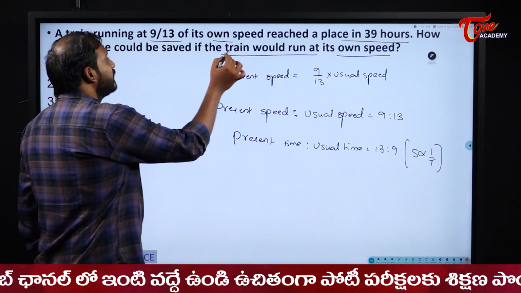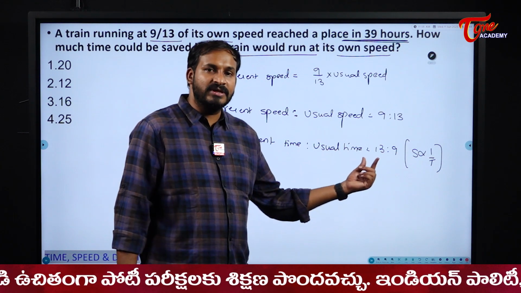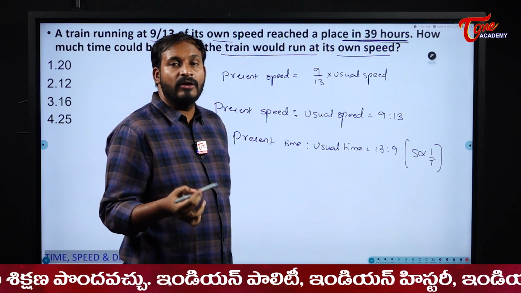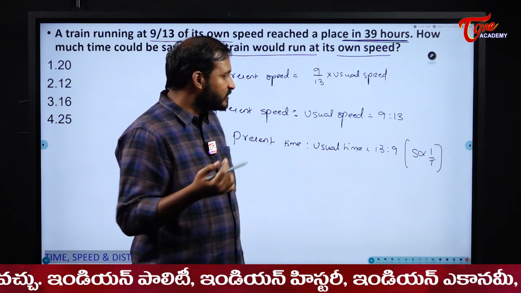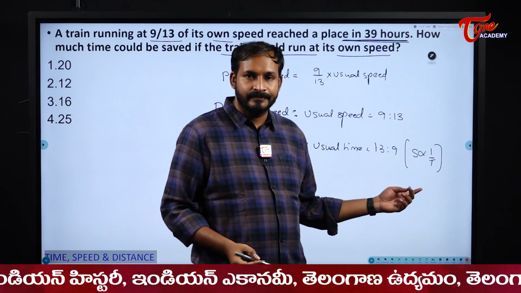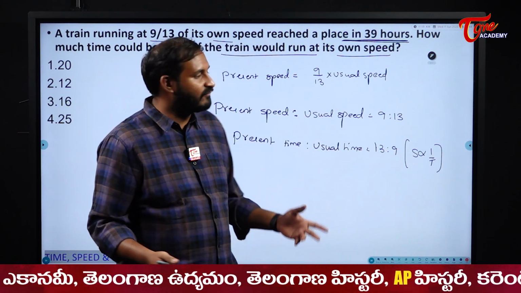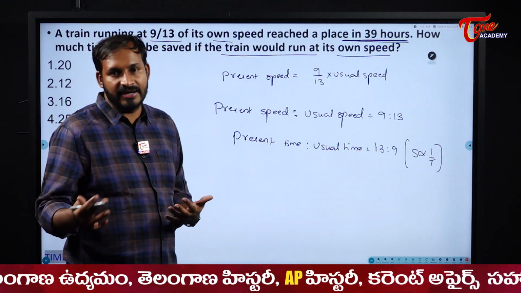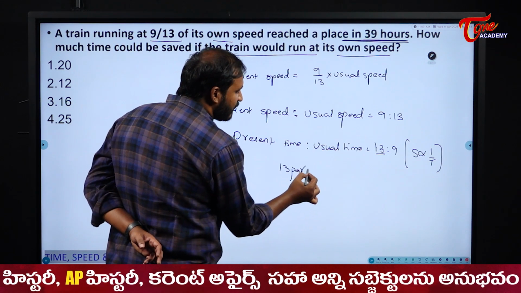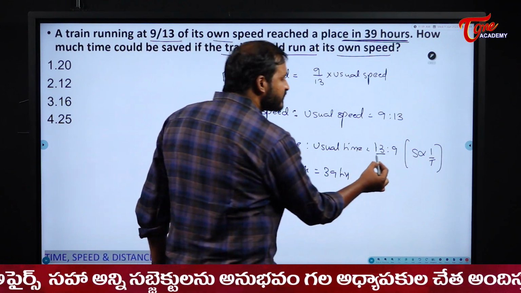Now what is the question? Reached a place in how much time? 39 hours. That means the present time is 39 hours. They are asking how much time could have been saved, which means the time difference only. Some students will find the usual time, that is 9 parts, and then subtract it from the present time. Anyway, that is a waste of time. Here his present time is 13 parts, and this 13 parts is given as 39 hours.